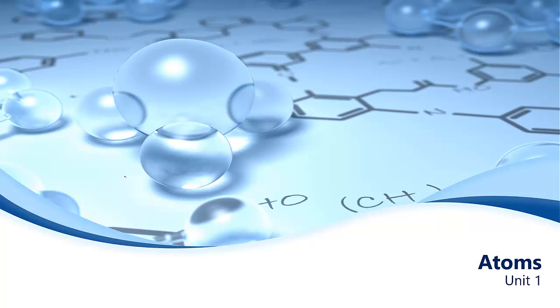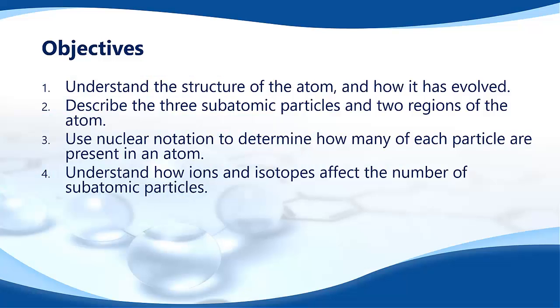All right, so the objectives overall is I'm going to do a very brief history of the atomic model. And then again, we're going to talk about the two regions and the three subatomic particles, figure out how many, and then we're also going to talk about what ions and isotopes are and how those affect the numbers of each of the three different particles. So if you are ready, let's start.